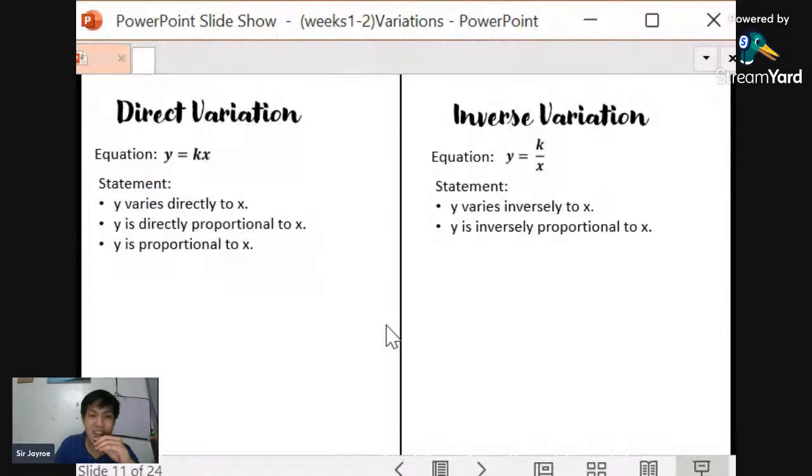So, let's continue. So, direct variation, the equation is y is equal to kx.